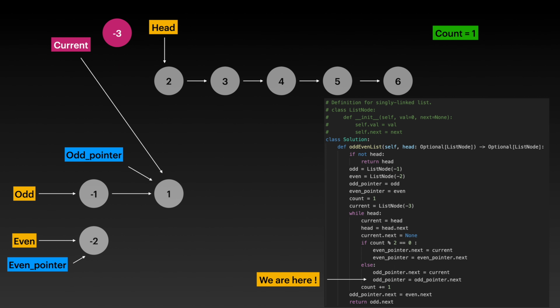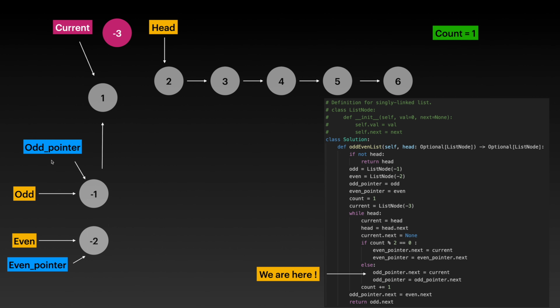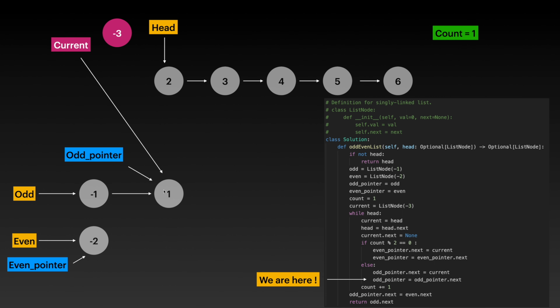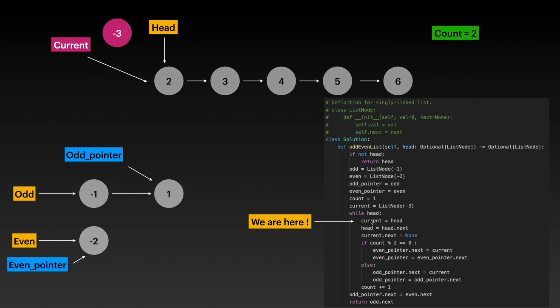And then we have out_pointer equals out_pointer.next. What does that mean? We basically move this pointer, which is pointing to this one, and then this one will be pointing to this one. So that's what's going on here. And then we increment our count variable by 1, so count becomes 2. And then we are back here.